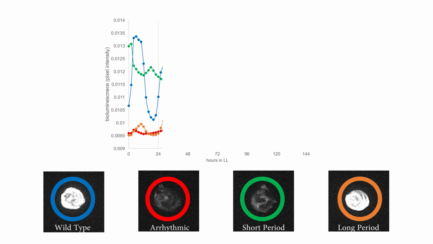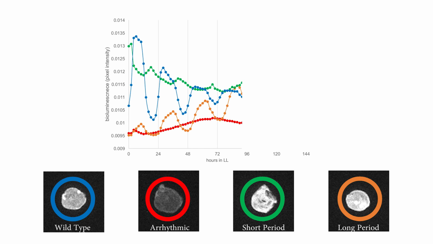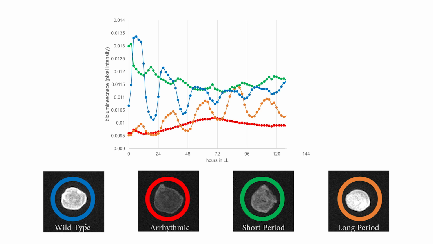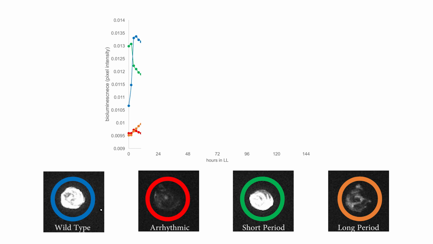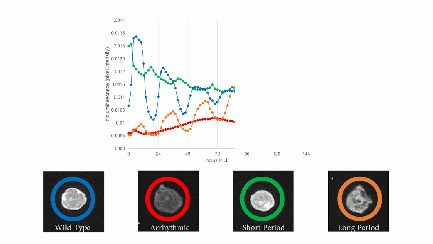Starting with the wild-type data, on the y-axis we have the amount of bioluminescence being produced by the bacteria measured as pixel intensity. On the x-axis we have time in constant light, also known as LL, after the bacteria have been entrained to 2 cycles of light-dark, or LD 12-12, 12 hours in the light and 12 hours in the dark. Here we can see the blue line corresponds to the wild-type data, red to the arrhythmic mutant, green to the short-period mutant, and orange to the long-period mutant.